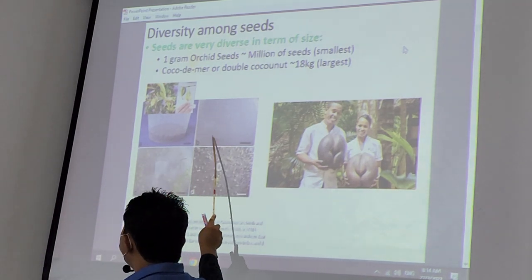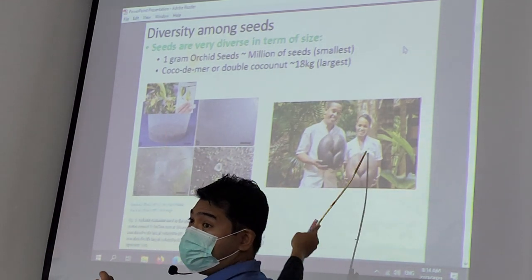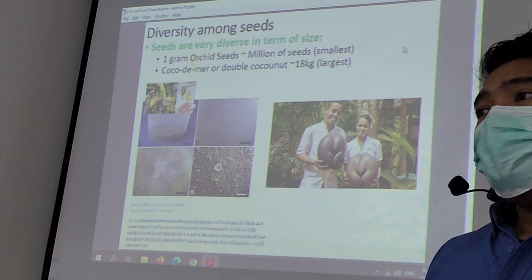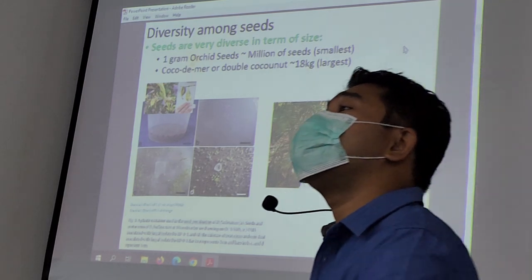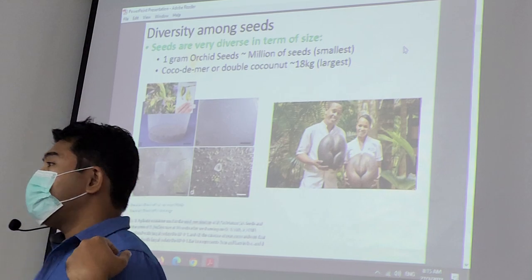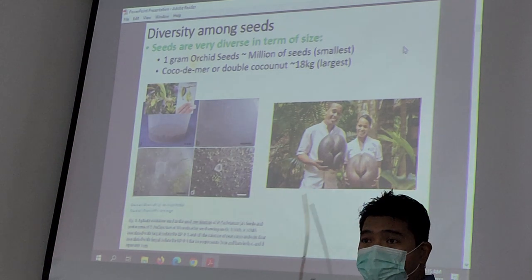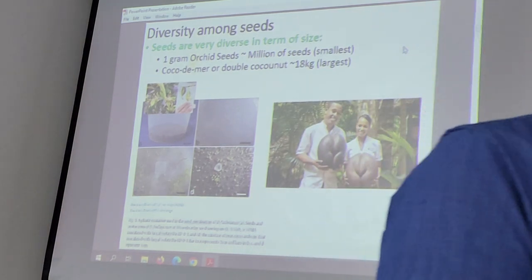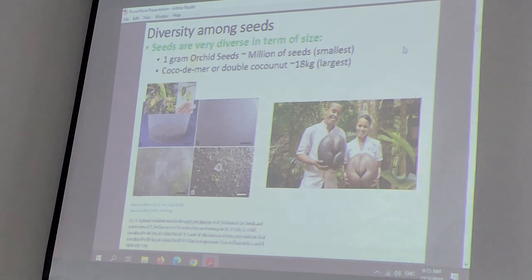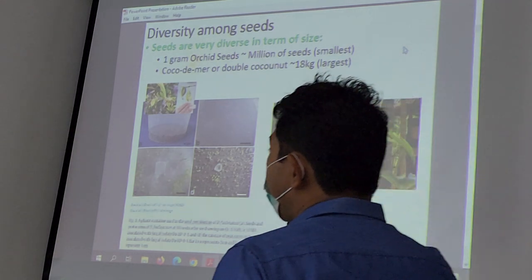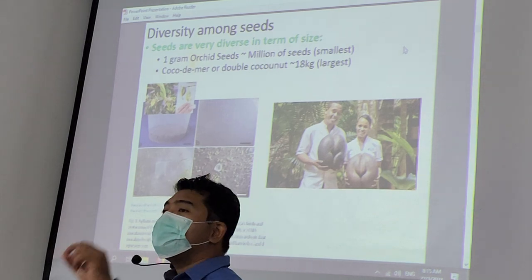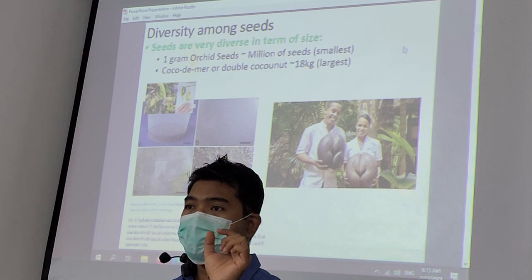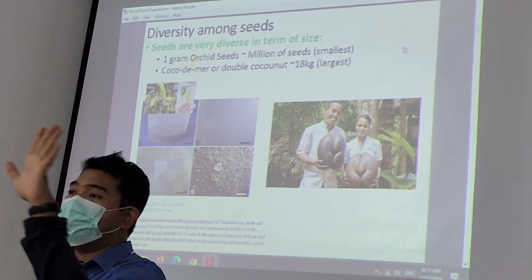Each, being small and super light or being big, has an advantage in its own right. When you are small, you are easily dispersed by the wind. Can this coconut get dispersed by the wind? Maybe a typhoon. That's wind as well. Right. However, the reason the orchid seed is so small is because it does not have a food reserve. It's just the embryo and the casing. That's all.